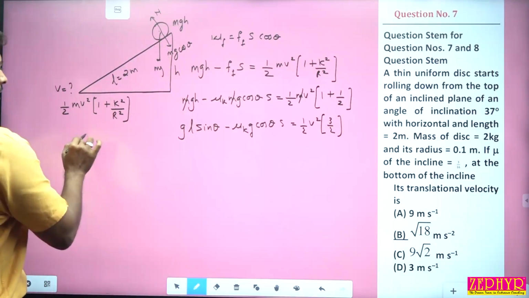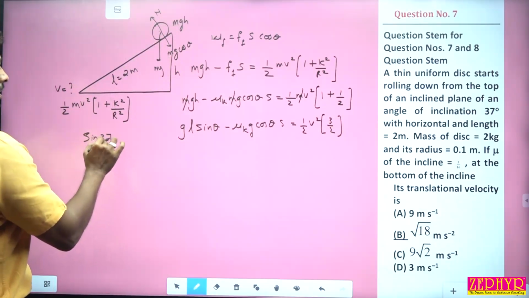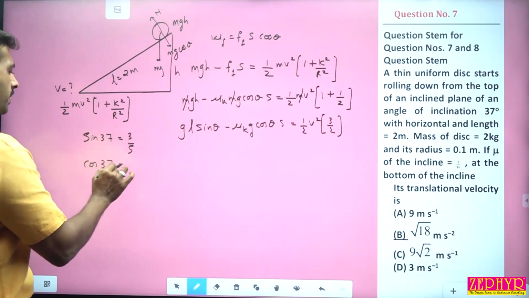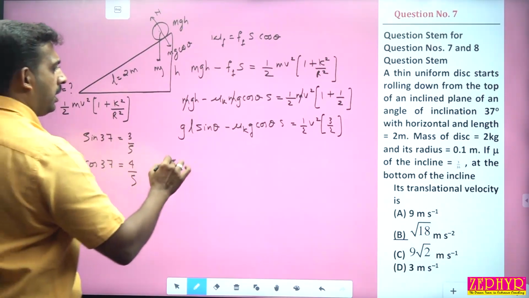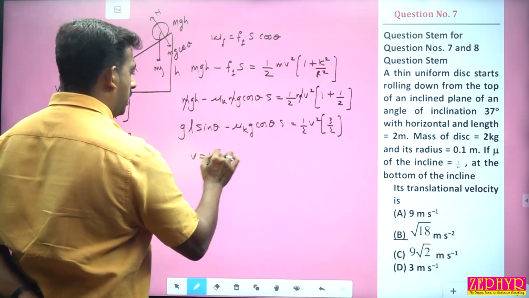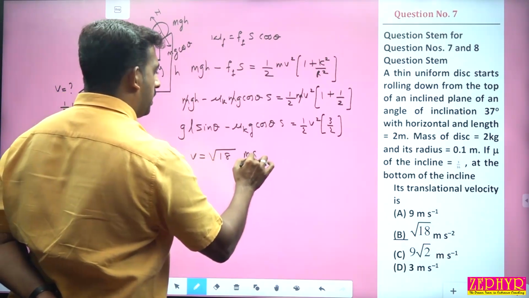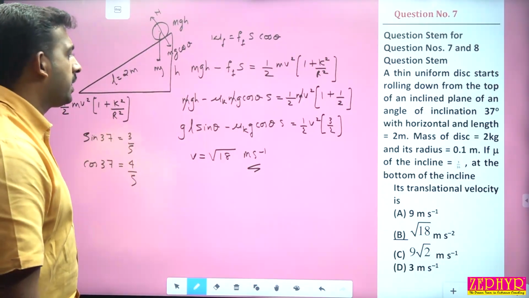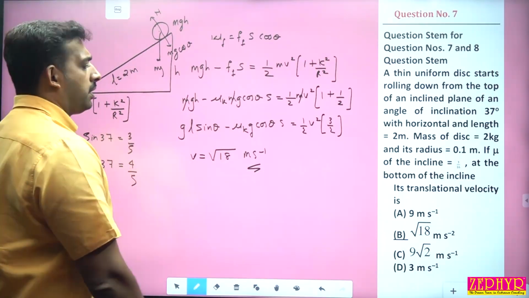Simplify that. Sin theta is equal to sin 37. Sin 37 is 3 by 5. We know that cos 37 is 4 by 5. Substitute for the values and simplify that. You will be getting v is equal to root of 18 meter per second. The option is given as 18 meter per second square. So 18 meter per second. Is it clear? That is the answer, option B.